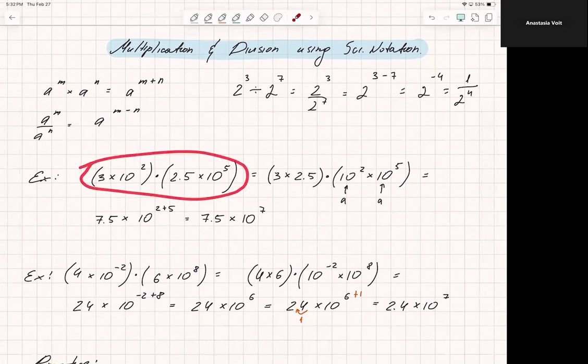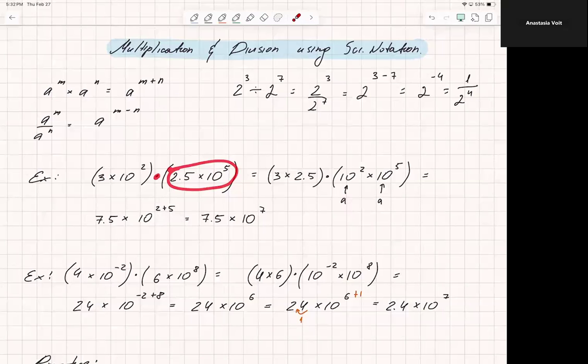if we have two numbers that we want to multiply, so let's say we have 3 times 10 to the power of 2 times 2.5 times 10 to the power of 5. What we need to do in this case is multiply 3 and 2.5 separately, and then we multiply 10 to the power of 2 times 10 to the power of 5 also separately. So in this case, we can just regroup these four numbers.